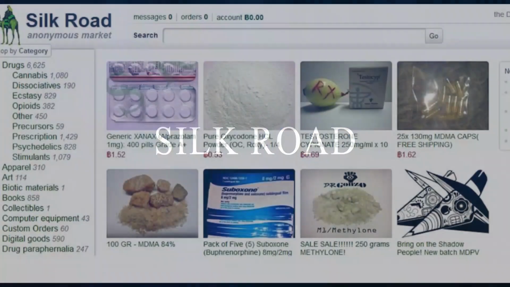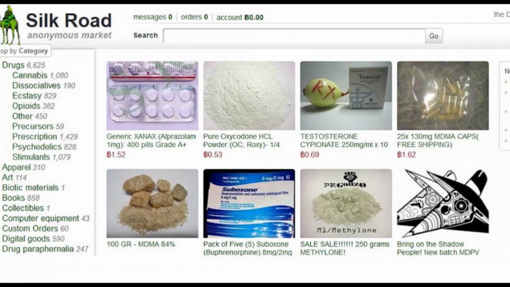Silk Road. This is the dark web black market which criminals used Bitcoin to buy and sell things. We did cover this earlier, but I'll add that crypto was a driving factor in the expansion of Silk Road just because of the untraceability nature of Bitcoin.